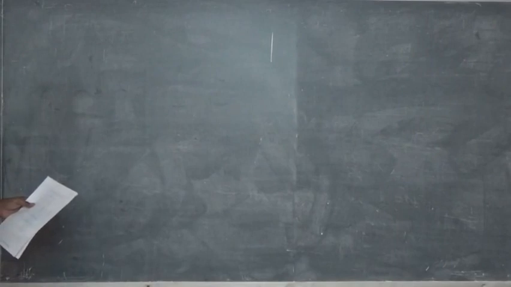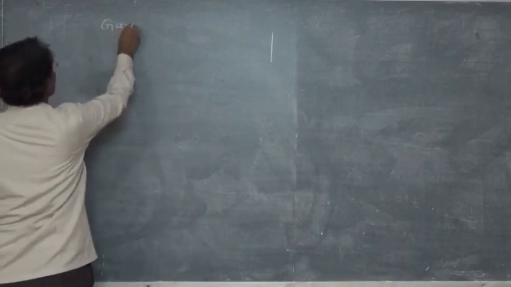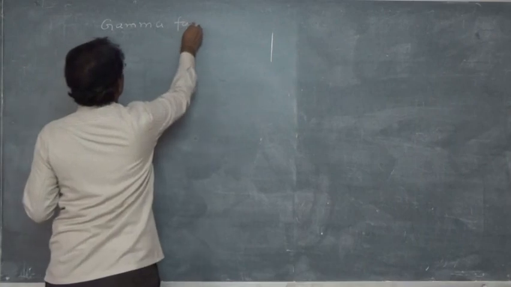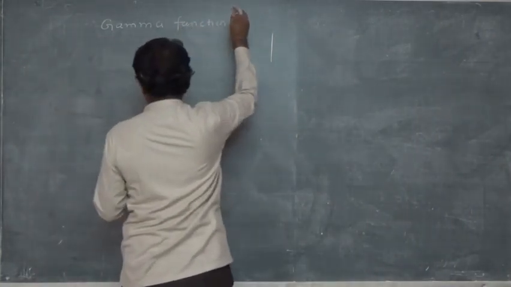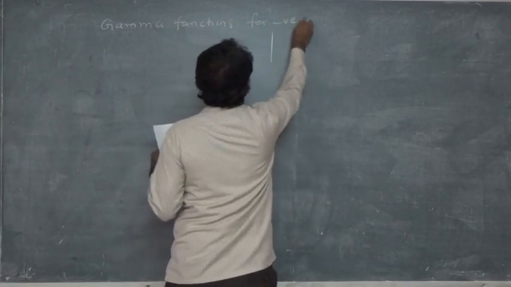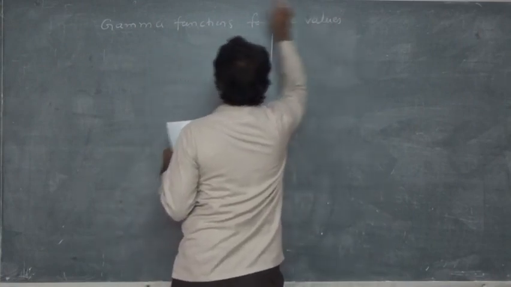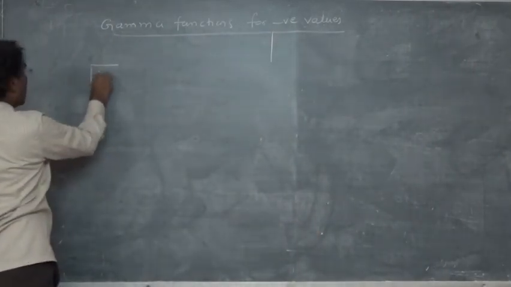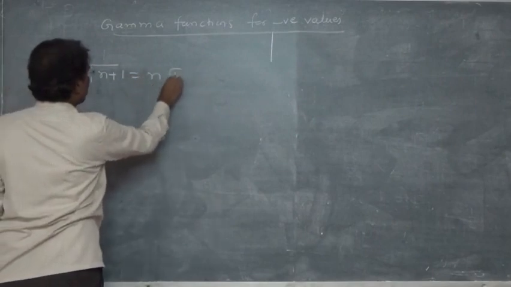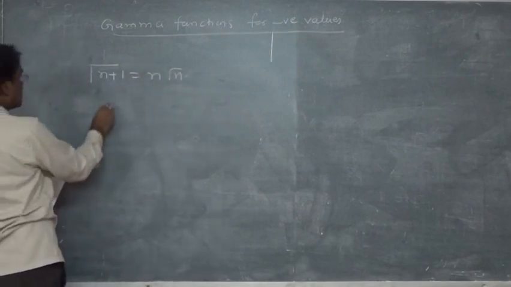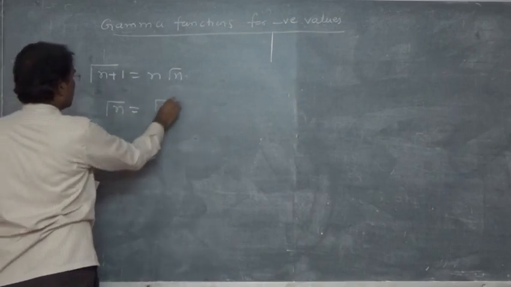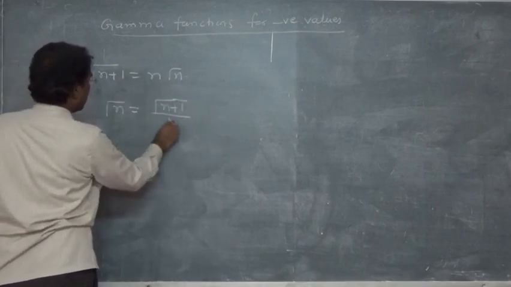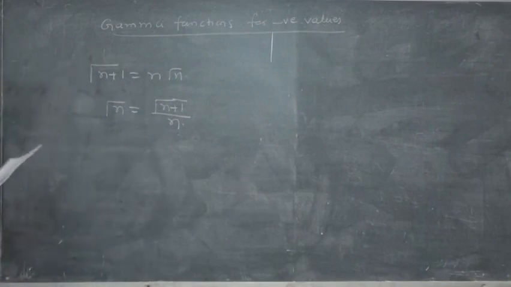So now we shall find gamma functions of some negative values. Gamma functions for negative values. We derived gamma n plus 1 is equal to n gamma n. So from this we can write gamma n is equal to gamma n plus 1 by n. These are useful for finding negative values.